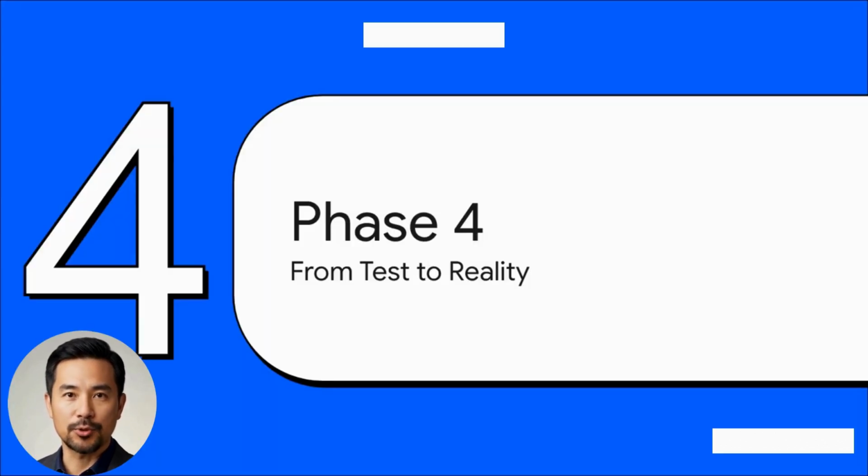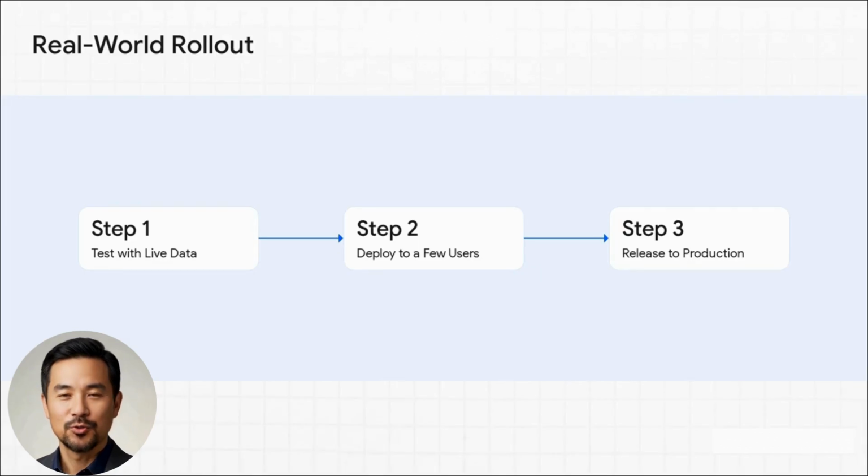So let's recap. We've trained our model, we've tested it, we've tuned it, and we're getting fantastic results on our test data. We're feeling good. Now it is time for the final phase, taking our model out of the classroom, out of the lab, and putting it to work in the real world. But hold on. We don't just flip a switch and push it out to everybody at once. No way. This final rollout is a really careful, phased process.